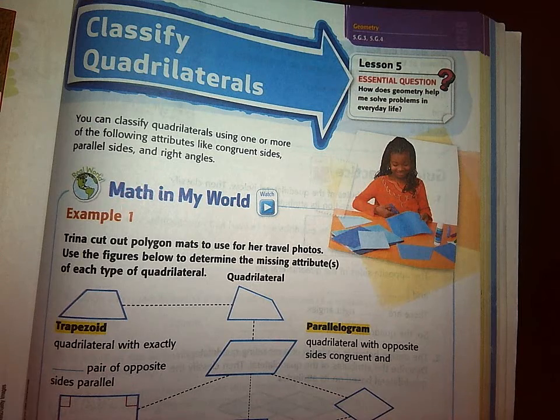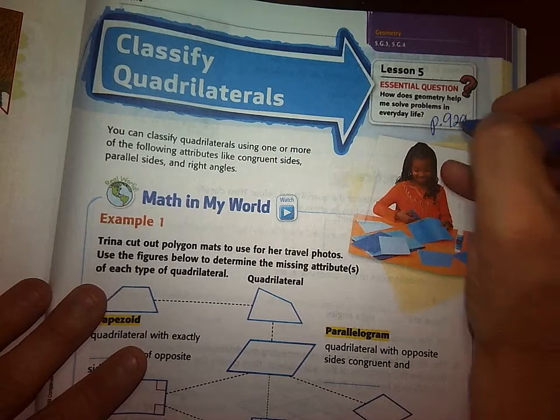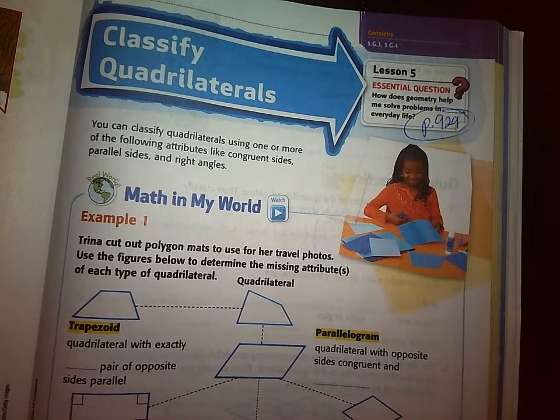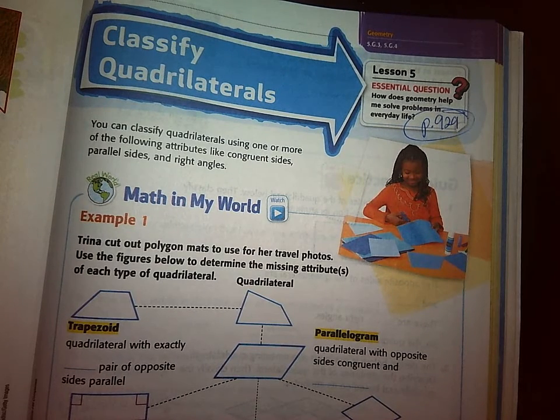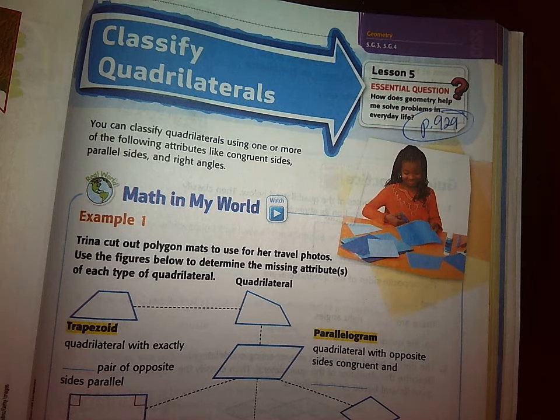Okay, hello my students. We are on page number 929 and we're on lesson 5. And today we're going to be classifying quadrilaterals. If you see this girl cutting out paper, she must be cutting out paper. It says she's cutting them out for her travel photos. You know you're on the right page.